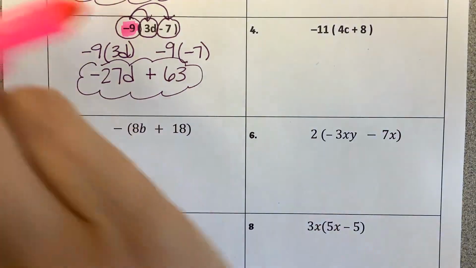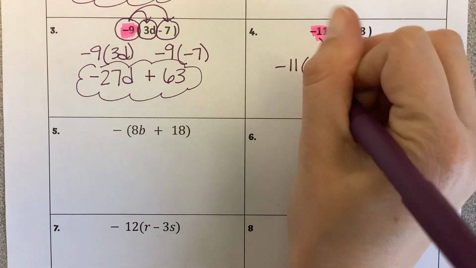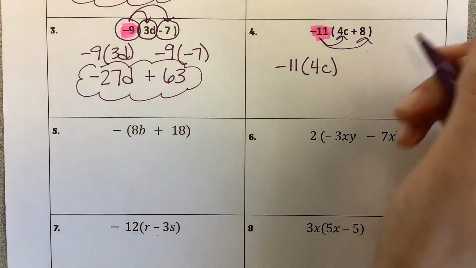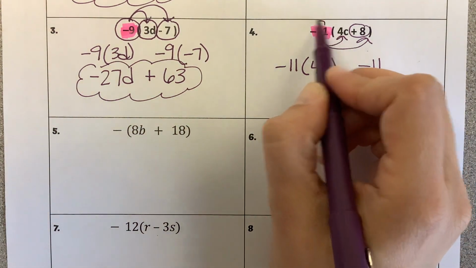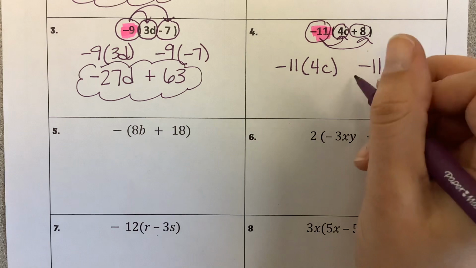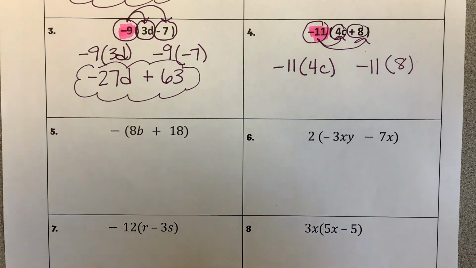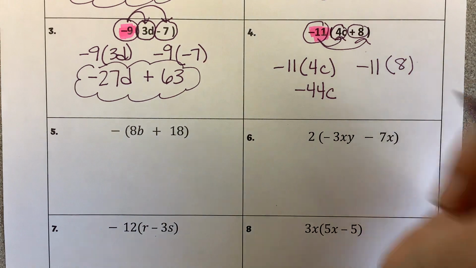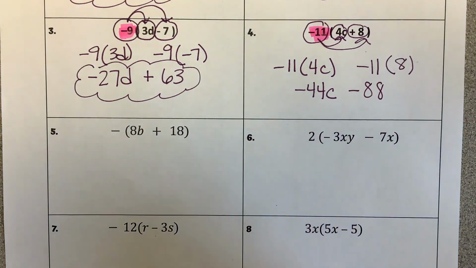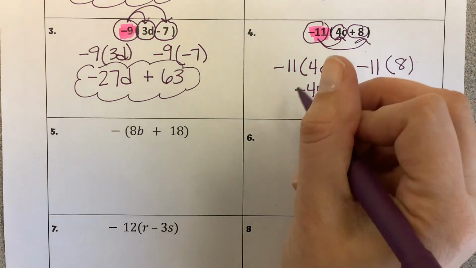Number 4, the number on the outside is -11. That is being distributed to both terms. So we're doing -11 times 4c, and we're doing -11 times 8. In this case, I can still look at it as this is negative, this is positive, this is positive. -11 times 4c is -44c. -11 times 8 is -88. So instead of doing plus -88, I can just write this as -88. This is the most simplified.